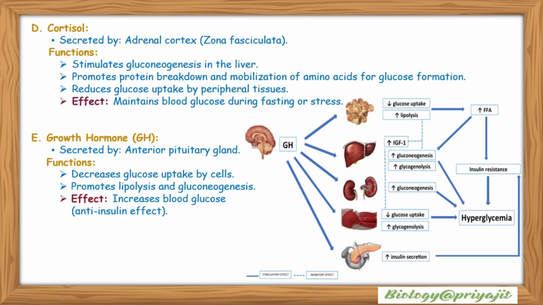Cortisol, which is secreted by the adrenal cortex, functions include: it stimulates gluconeogenesis in the liver. It promotes protein breakdown and mobilization of amino acids for glucose formation. It reduces glucose uptake by peripheral tissues. The effect is to maintain blood glucose during fasting or stress. Growth hormone, which is secreted by the anterior pituitary gland, decreases glucose uptake by cells and promotes lipolysis and gluconeogenesis. The effect is an increase in blood glucose level, which is the anti-insulin effect.